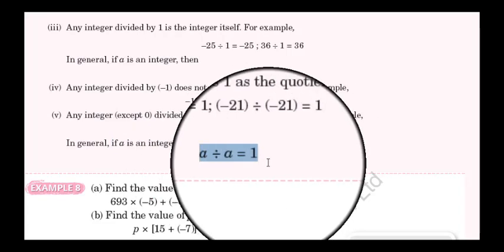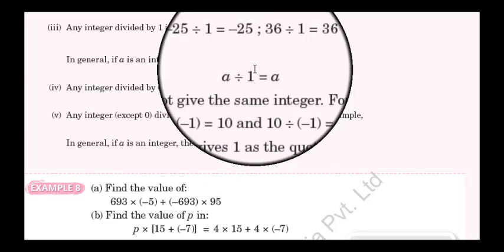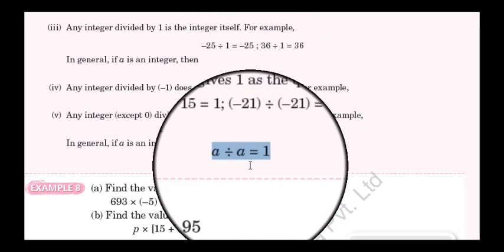So two things you are going to write down. First is this one from the third point, that is a divided by 1 equals a, and from the fifth point, a divided by a equals 1.